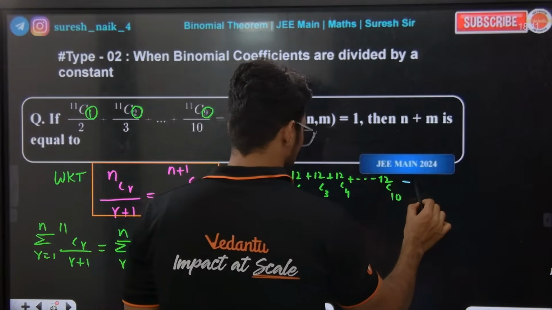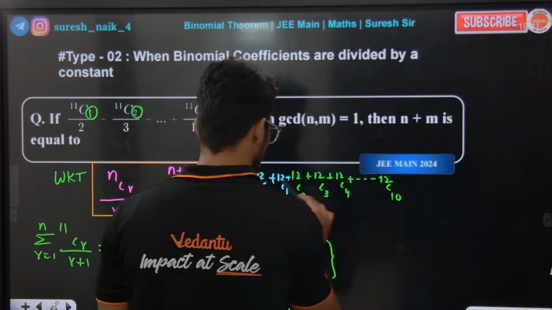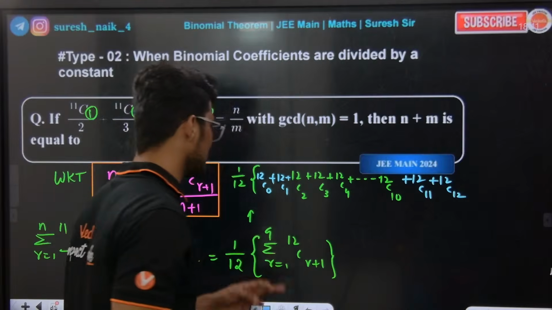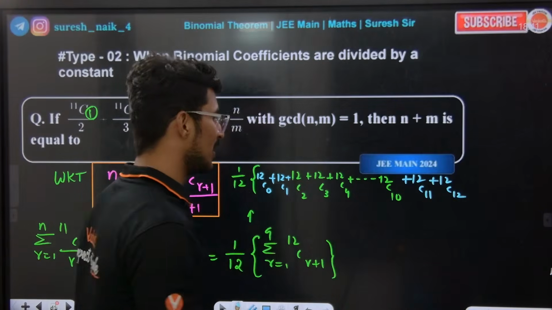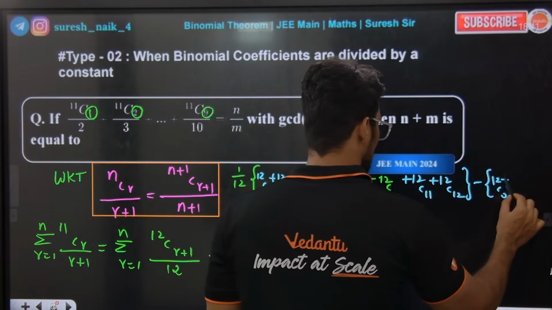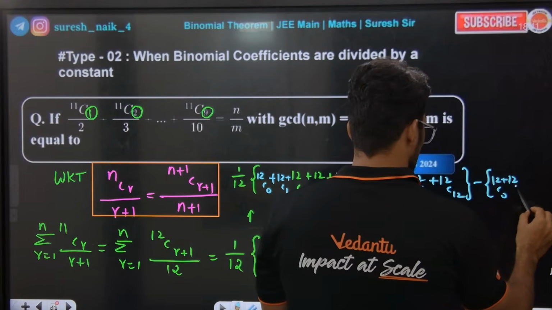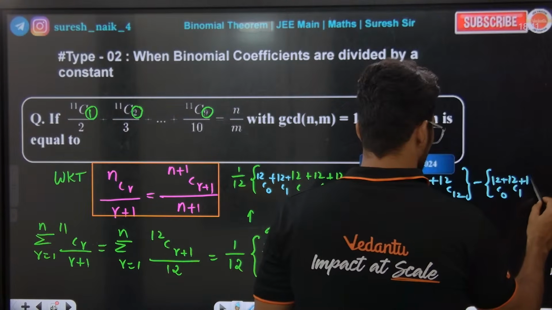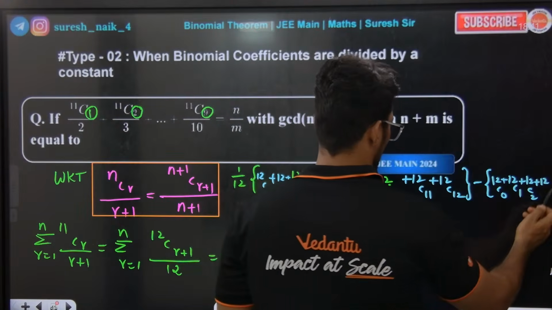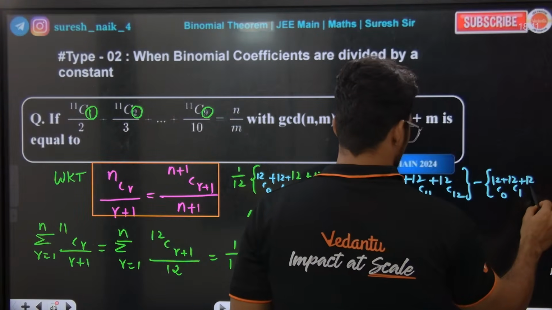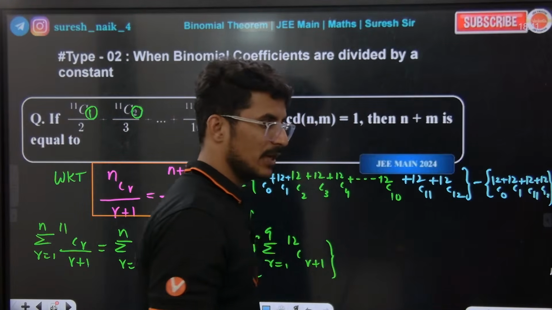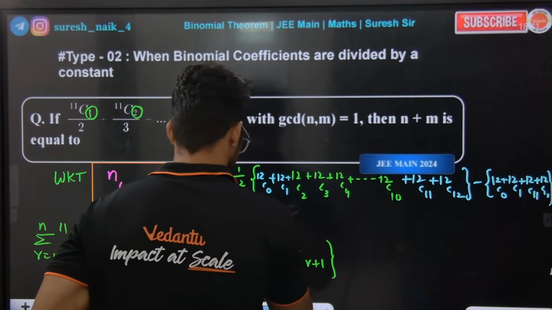and subtracting 12c0. Okay, we need to add these two. Check. 12c11 also add, 12 also add. Check. In the blue color, 4 terms are being added. Now these 4 terms must be subtracted: 12c0, 12c1, 12c2, 12c1, 12c11, 12c12. Understood? What will we get on adding this? Look at this.